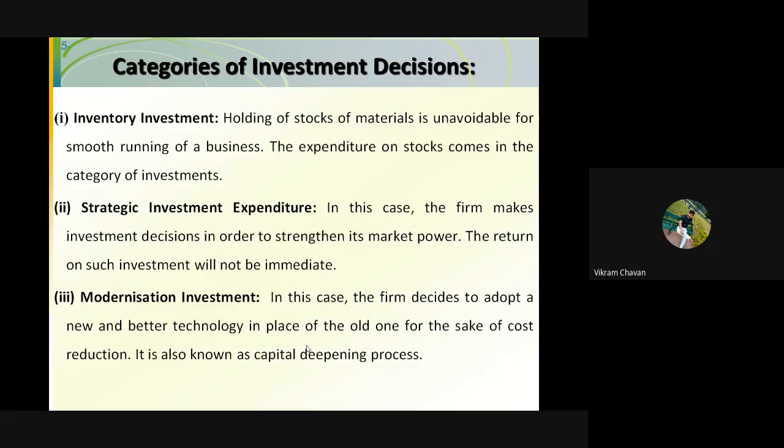Okay, getting my point? So it will change according to the firm. If you are running one business in one sector and you want to change the stream of business, then that will be the strategic investment. And if you are running the business in that same sector and just want to modernize the type of investment, or the type of business, then that will be the modernization investment. Getting my point?